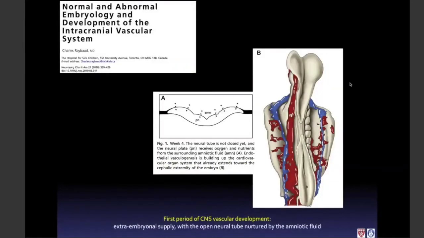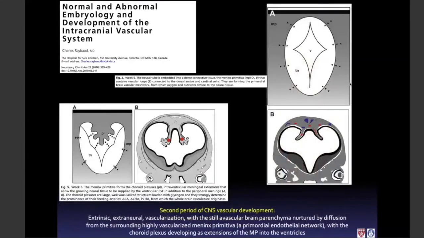I wanted to start with a brief recapitulation of cerebrovascular development embryologically. And these figures are taken from Charles Raybaud's beautiful review of this topic. So at the beginning, of course, there's an open neural tube floating in amniotic fluid, and all oxygenation takes place by diffusion. And eventually, an endothelial network starts to form on the surface of the neural tube, and it coalesces into something called the meninx primitiva, which surrounds the neural tube.